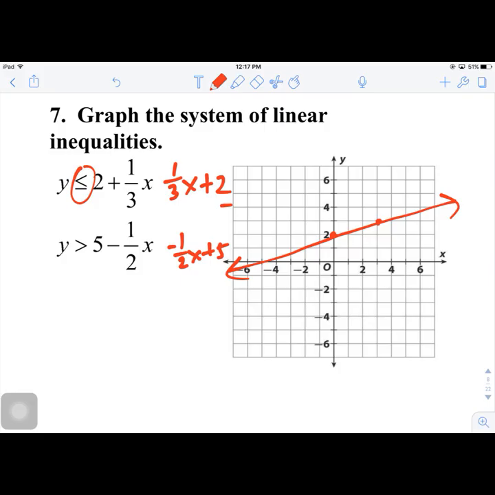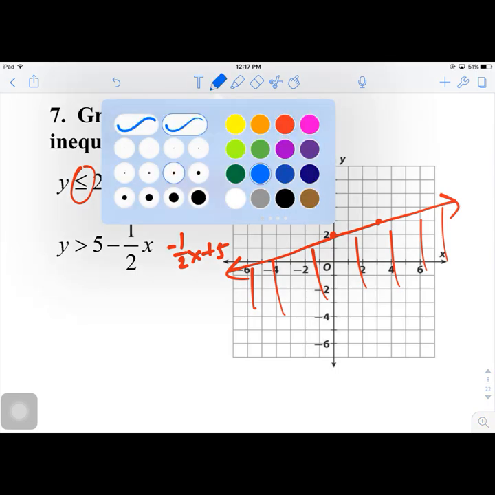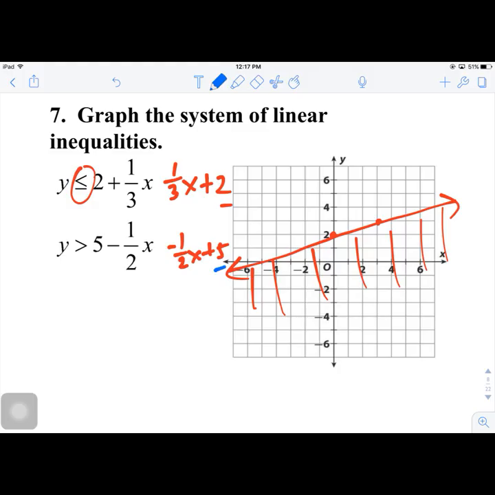Less than means it's going to be below the graph. So the solutions are below this line. Next, we're going to graph the second line, which starts with 5 as the y-intercept, and then going negative 1/2. That means negative 1, down 1 over 2. And this line is a dotted line. So we're going to draw a dotted line. And there is our second line.